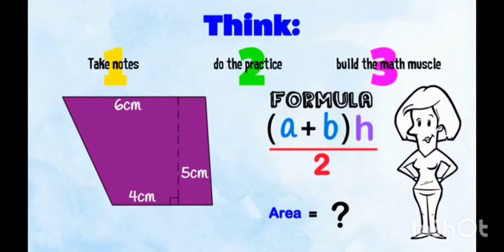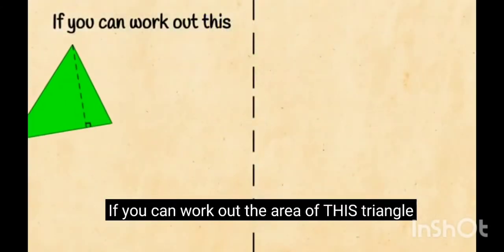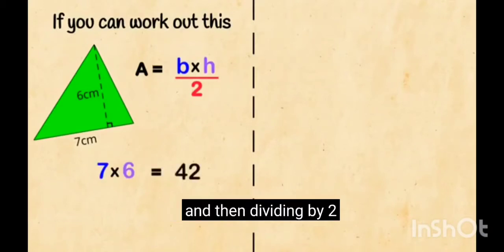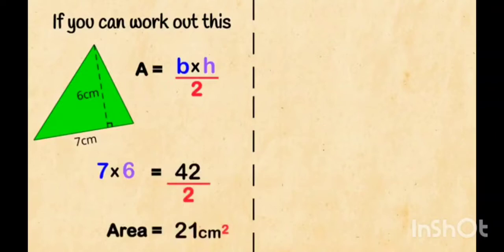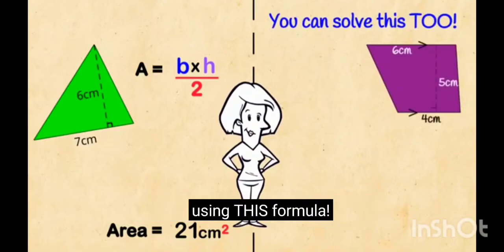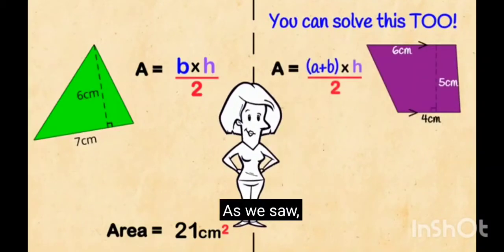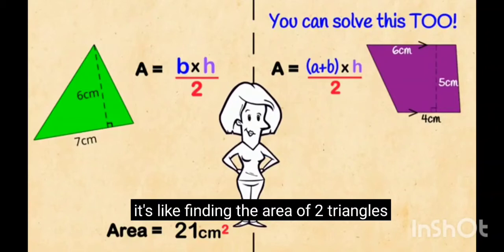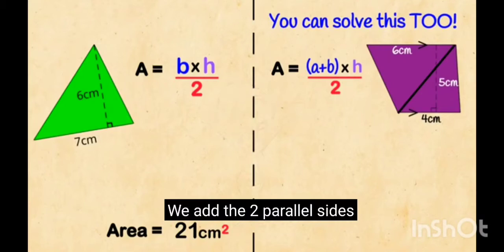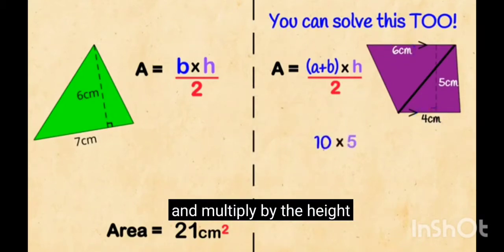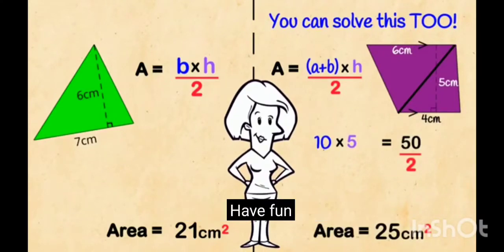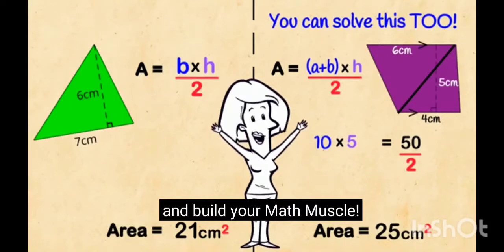Build the math muscle. If you can work out the area of this triangle using the formula, multiplying base by height and then dividing by 2 to get the area, then you can move over and solve the area of trapezoids too using this formula. As we saw, it's like finding the area of two triangles that make up one trapezoid at one shot. We add the two parallel sides and multiply by the height, then divide by 2, and there's the area. You can do this. Have fun and build your math muscle.